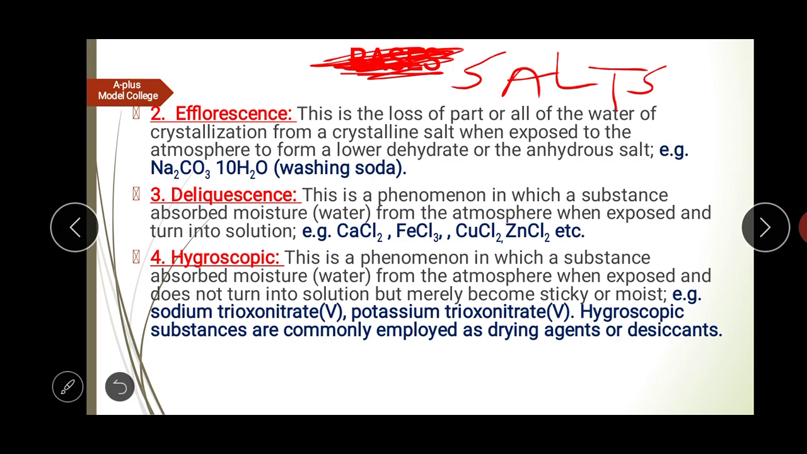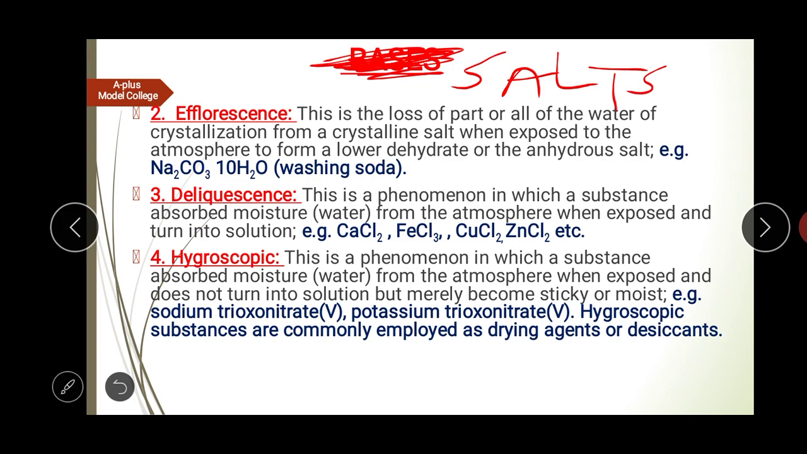So hygroscopic is another one, which is a phenomenon in which a substance absorbs moisture from the atmosphere when exposed and does not turn into solution, but may become sticky or moist. That's very good. You can see this now. There's a slight difference between deliquescence and hygroscopic substances.